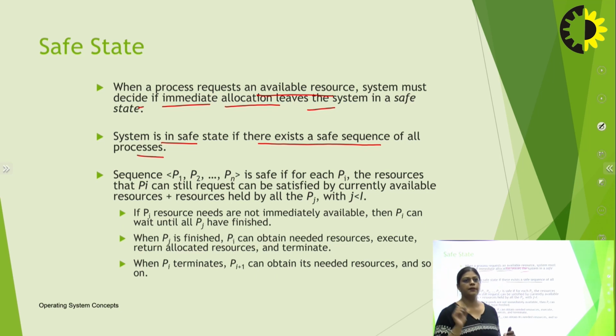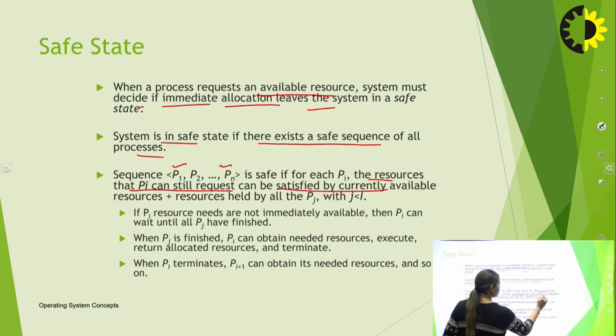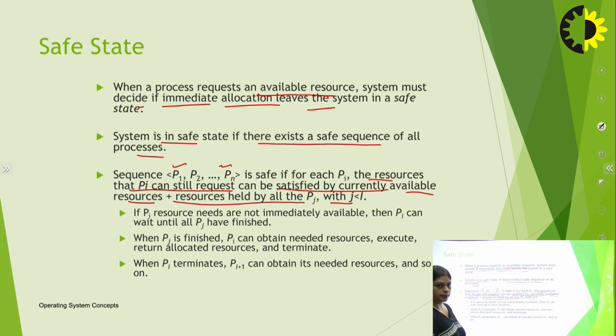For all the processes, we will do the same. And we got the safe sequence then. We got a sequence in which we can give the resources. We allocate the resources according to our algorithm, in the sequence we got only. Right? Sequence P1 to Pn is safe if for each Pi, meaning for each process, the resources that Pi can still request can be satisfied by the currently available resources plus the resources held by Pj with j less than i, right?